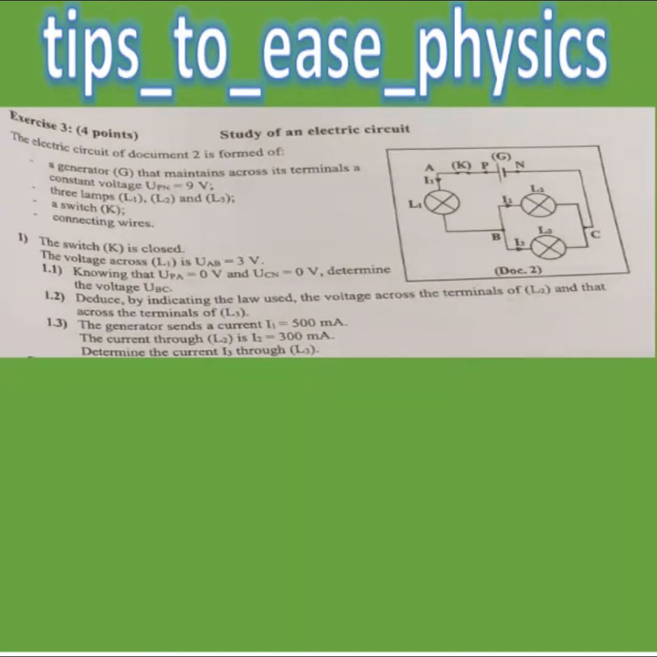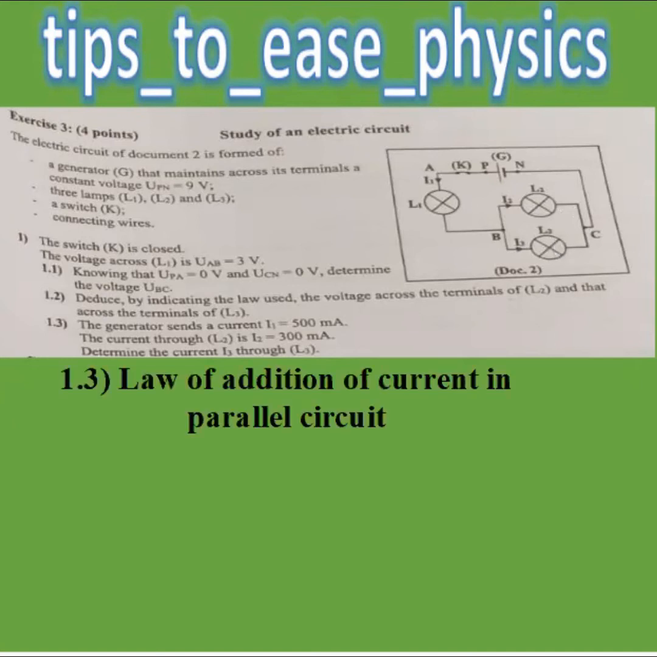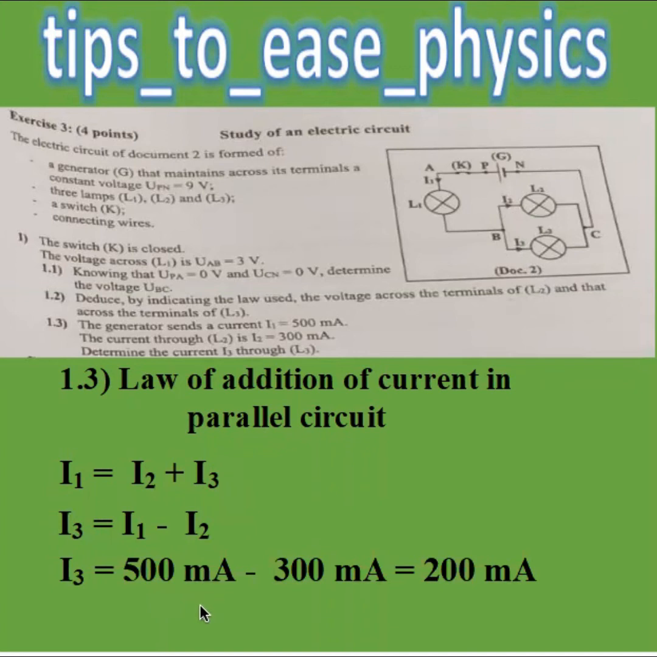Number 1.3, the generator sends a current I1 of 500 milliamperes. The current through L2, I2, is equal to 300 milliamperes. Determine the current I3 through L3. As we said, L2 and L3 are connected in parallel, so we can use the law of addition of currents in a parallel circuit. So we can write I1 is equal to I2 plus I3, but we need to calculate I3, so we can rearrange it. I3 equals I1 minus I2, so 500 milliamperes minus 300 milliamperes, which is equal to 200 milliamperes.